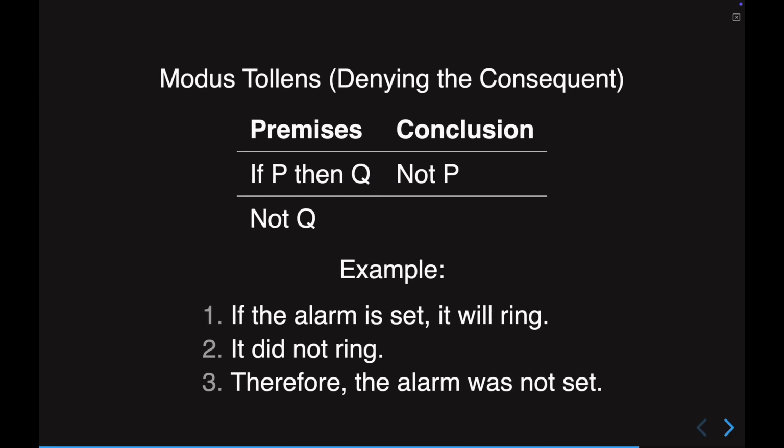Modus tollens, or denying the consequent. You have the premises if P then Q, and you also have the premise not Q. You can conclude that P is false, or not P. For example, if the alarm is set, it will ring. It did not ring, therefore the alarm was not set.